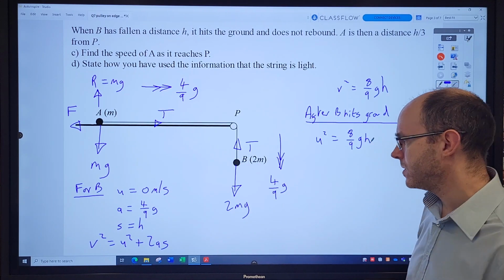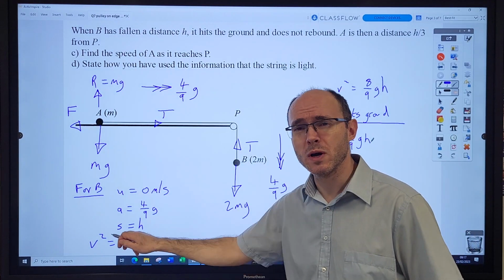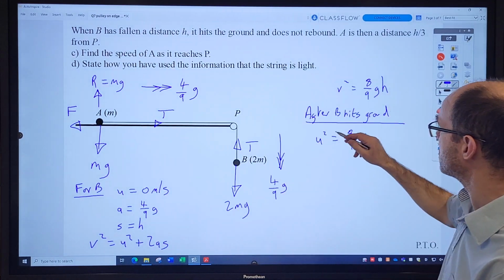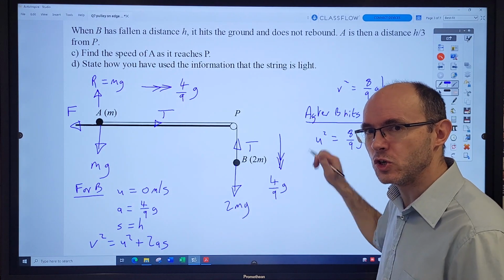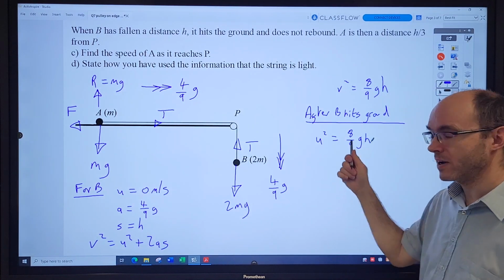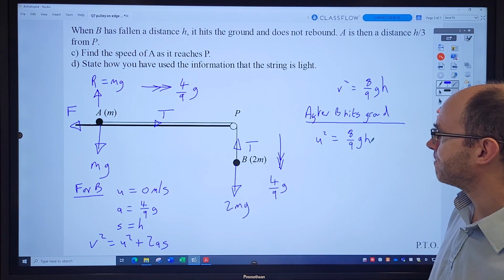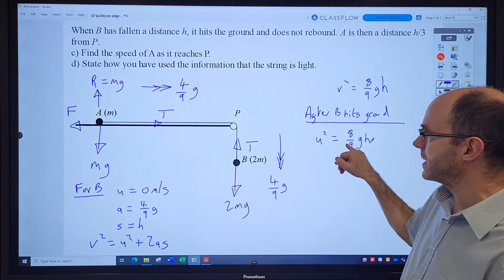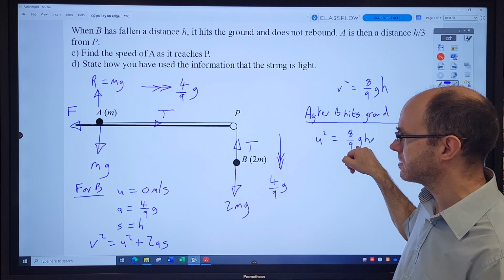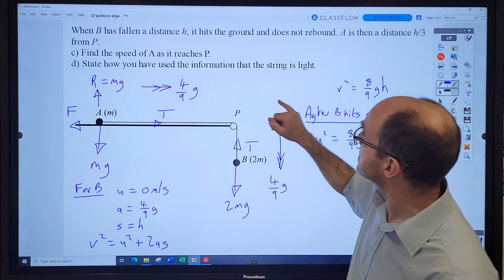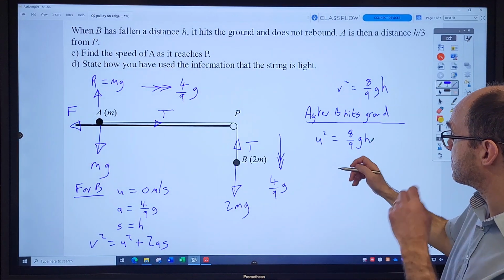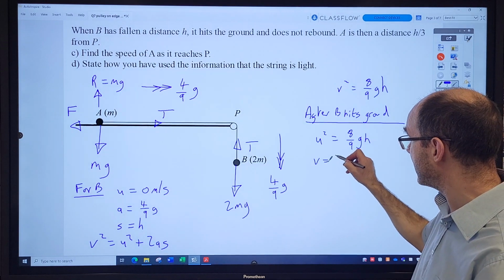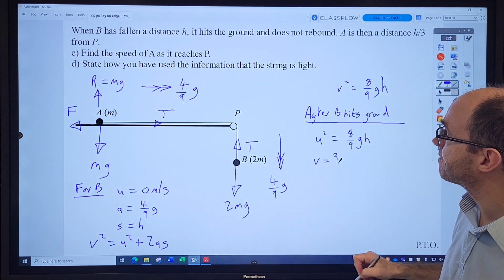Now where this is going is we're going to have to use v squared, because u squared was 2as again. That's why we don't actually need to work out what u or v actually is, because we can nicely write it like that. So A is going to be moving with initial speed u squared equals this. We need to see what the speed is as it reaches P, so we've got to find what v actually is.